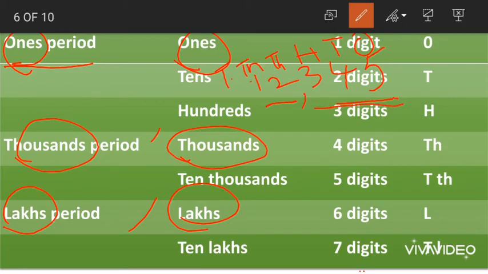So we put a comma here. Then the thousands period starts. This thousands period ends at 10,000. So again we put a comma here. Okay children?